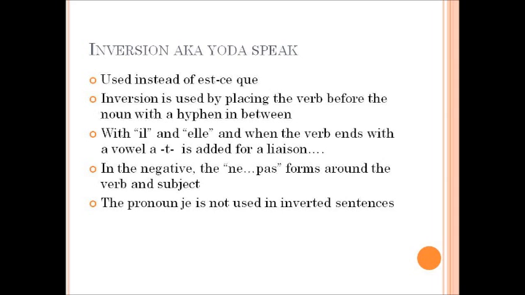Okay, so our last way to ask a question is inversion, or Yoda speak. It's used instead of est-ce. Inversion is used by placing the verb before the noun with a hyphen in between. Note that when you use il and elle or on, and if the verb ends with a vowel, a T needs to be placed in between for liaison. And in the negative, the ne pas forms around the verb and the subject. The pronoun je is not used in inverted sentences at all.